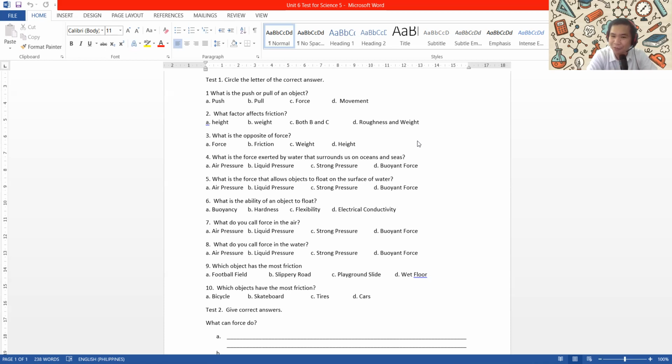It's on the surface of water, class. So, there is a force that allows objects to float. It's not air pressure, because air pressure is pressure from the air. It's not liquid pressure because it's not pressure from liquids. It's also not strong pressure, because there is such a thing as strong pressure, but that is not the correct answer. The correct answer is letter D, buoyant force.